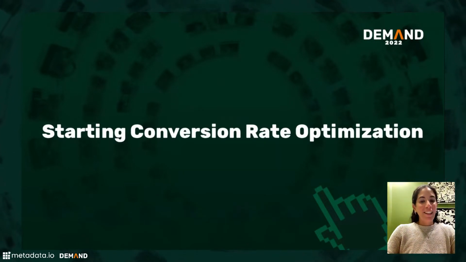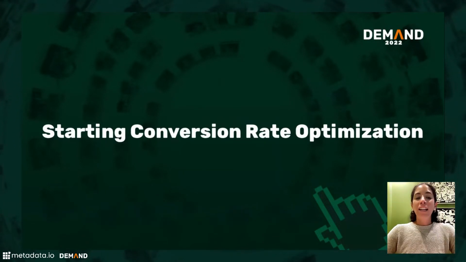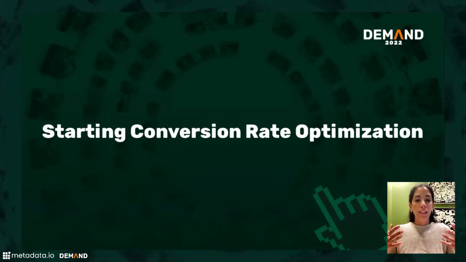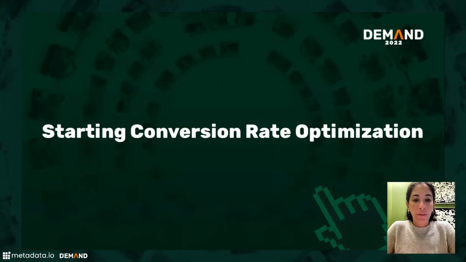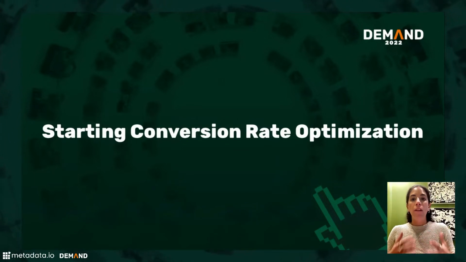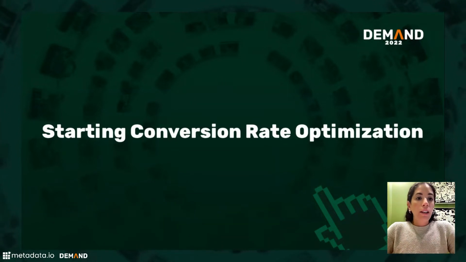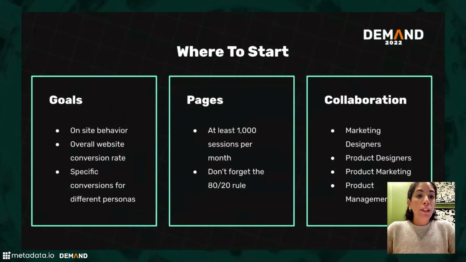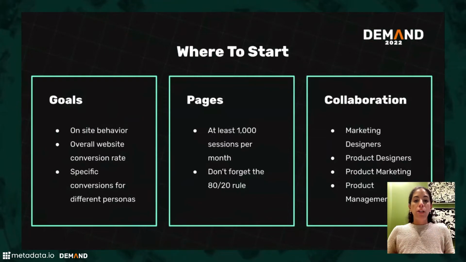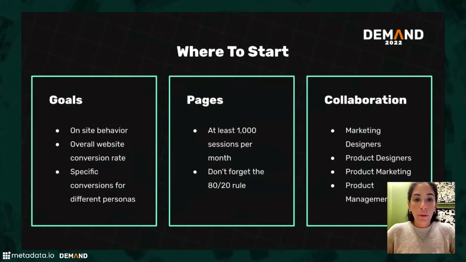Before I jump into the maturity model again, let's start with tips and tricks on how to actually get started with conversion rate optimization. What questions should you have answers to before you run your first test? First things first, what are your goals? How are you going to measure the success of the CRO motion within your organization?